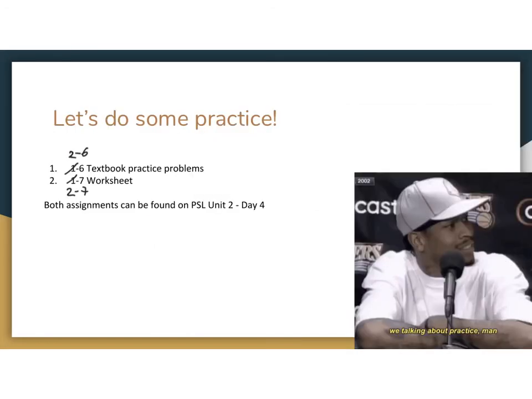There are two assignments: 2-6 practice problems and 2-7. Those can be found under day 4, the ratios and proportions and percent of change page on PowerSchool Learning under the classwork tab. For 2-6, you're going to be working on pages 115 and 116 of your e-textbook, and the 2-7 worksheet can be viewed or downloaded from the classwork tab under day 4 on PowerSchool Learning.